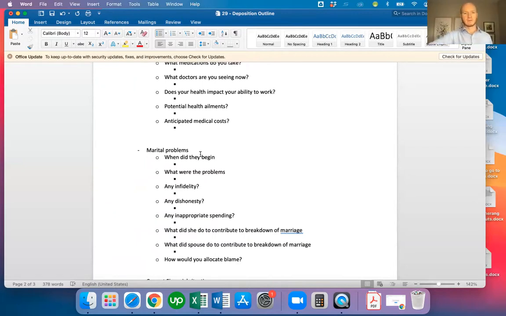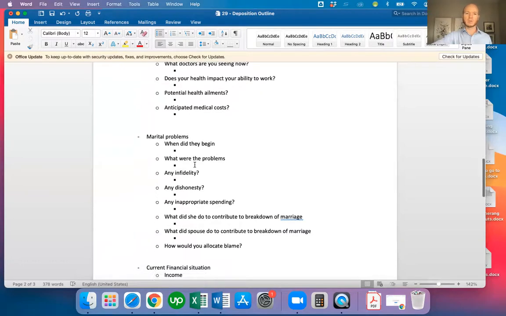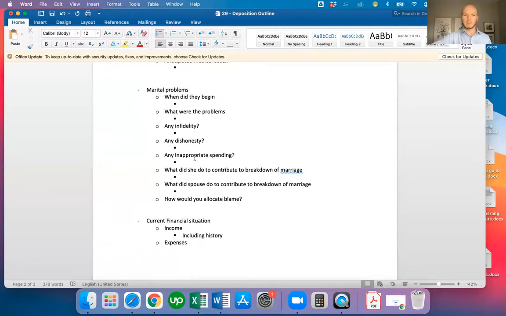Somebody might be making that claim that they need more financial support because they have higher medical costs. You're also going to want to get an understanding of the marital problems. So when did the two of you begin to have problems? What were the problems? Was there any infidelity, dishonesty, inappropriate spending? Obviously, if somebody is making these accusations, you need to know that in advance so you can prepare for how to deal with it, how to rebut those accusations.